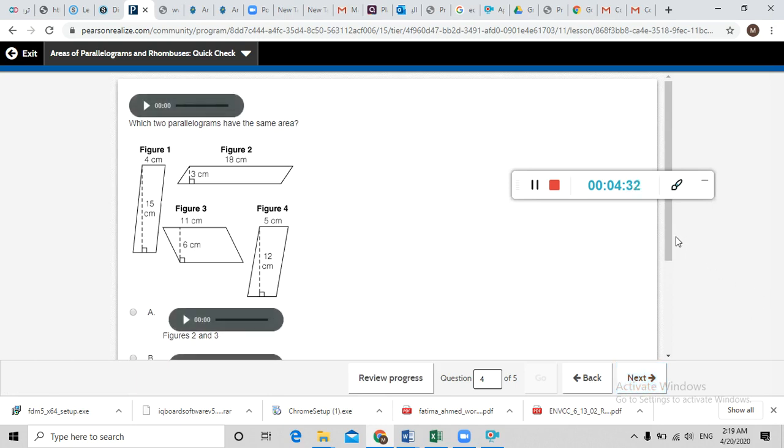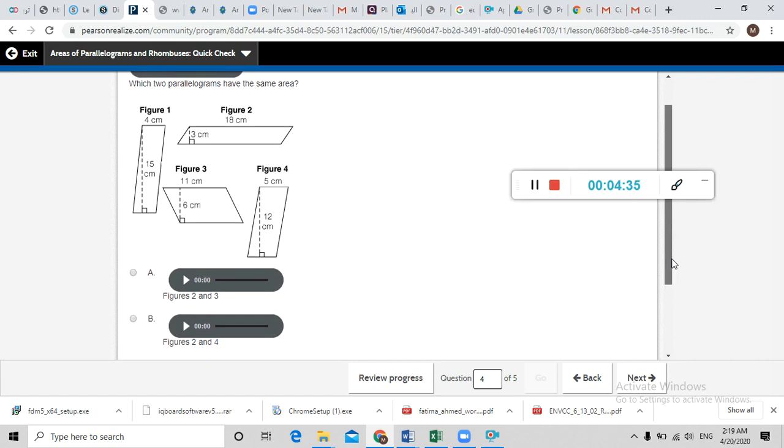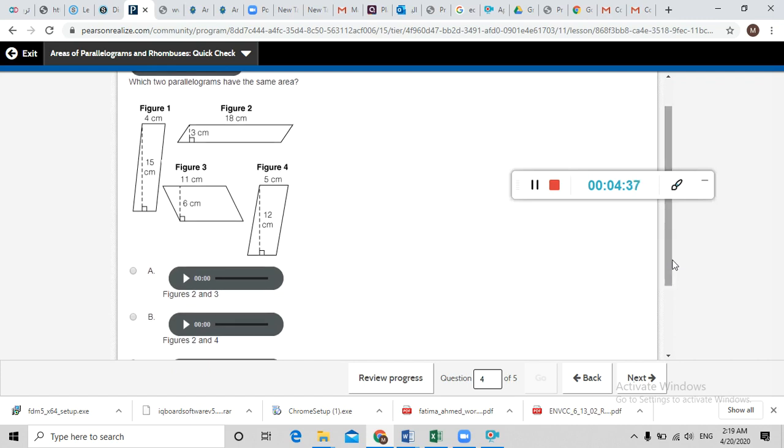Now, in the next question, which two parallelograms have the same area? This is kind of a typical question. We need to find the area of all the parallelograms and compare them. In figure 1, the base 4 multiplied by 15 equals 60 centimeters squared. 3 multiplied by 18 is 54 centimeters squared. 11 multiplied by 6 equals 66 centimeters squared. 5 multiplied by 12 equals 60 centimeters squared. So as you can see, figure 1 and figure 4 have the same area.